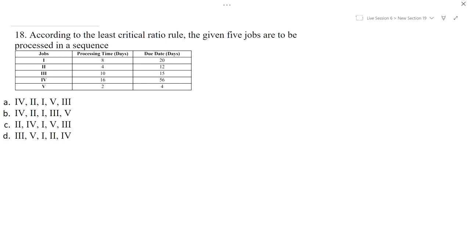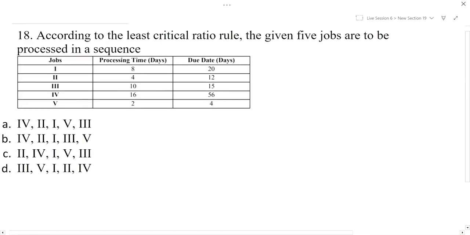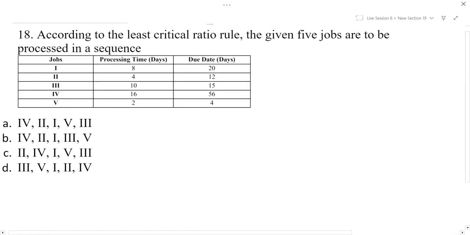So till now we solved using the SPT rule and the EDD rule. Now we will solve based on the least critical ratio rule. Here the jobs, processing times and due dates are given. Now we will find the critical ratio for each job. Critical ratio for the first job is due date by processing time. This will be 20 by 8, which is equal to 2.5.